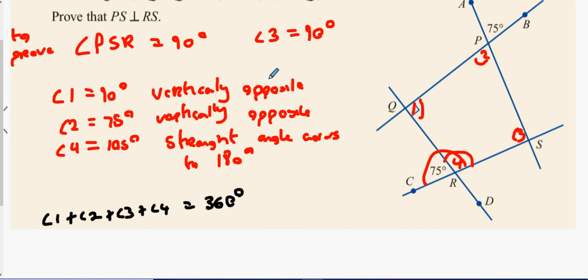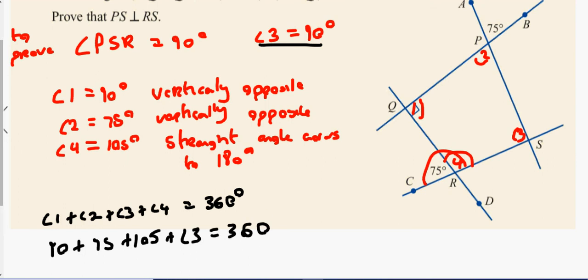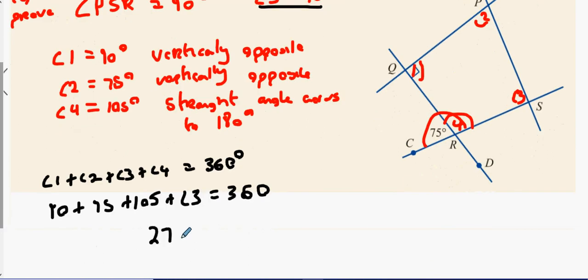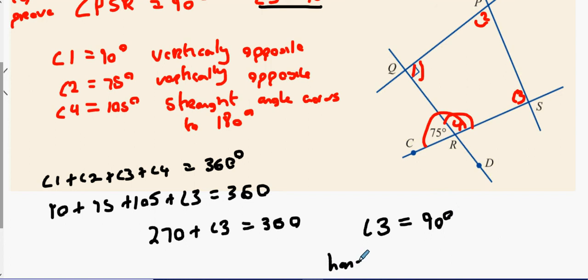And remember, the goal is to prove that angle 3 equals 90. So we're going to get 90 plus 75 plus 105 plus angle 3 equals 360. This implies that when we add all of them together, it's going to be 270 plus angle 3 equals 360. And therefore, angle 3 equals 90 degrees. Hence, PS is perpendicular to SR.